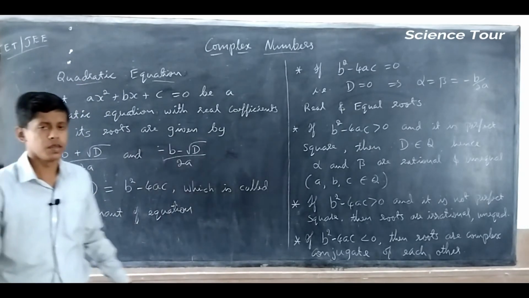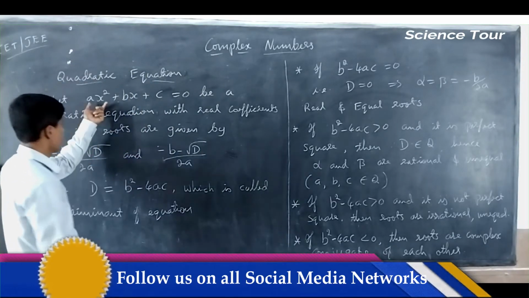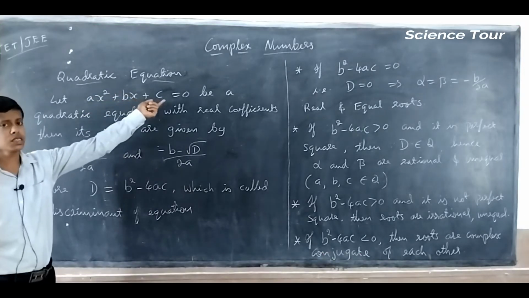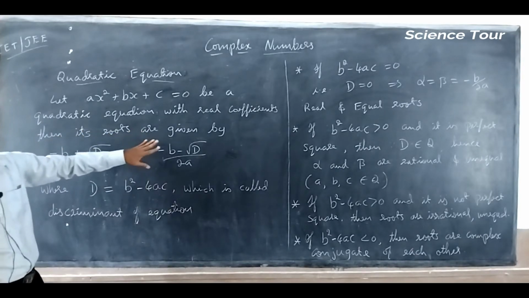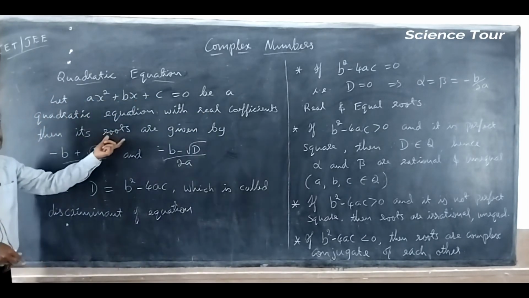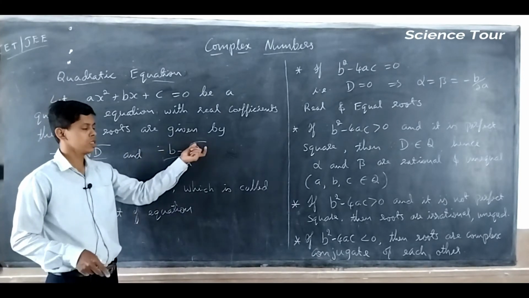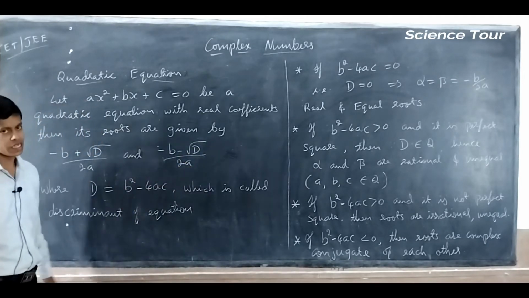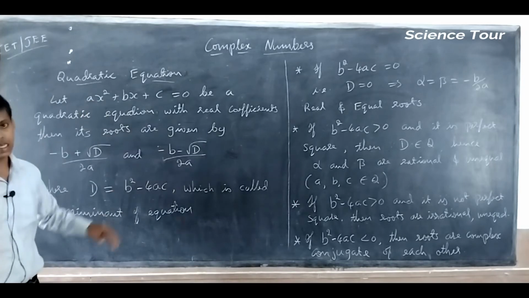Now let's discuss a few important points of quadratic equation. A quadratic equation in general can be written as ax square plus bx plus c is equal to 0. If it has real coefficients, that means a, b, c are real numbers, then the roots are given by minus b plus square root of d divided by 2a and minus b minus square root of d divided by 2a, where d is equal to b square minus 4ac, and this d is called the discriminant of the quadratic equation.